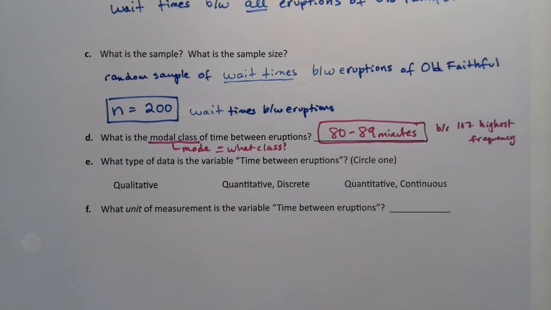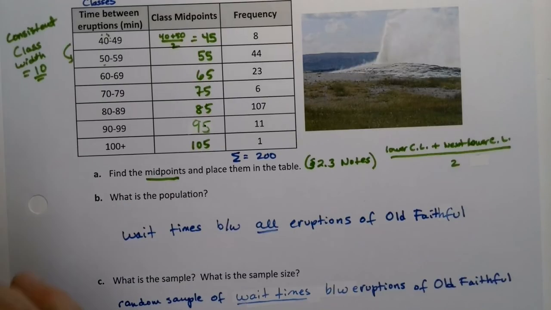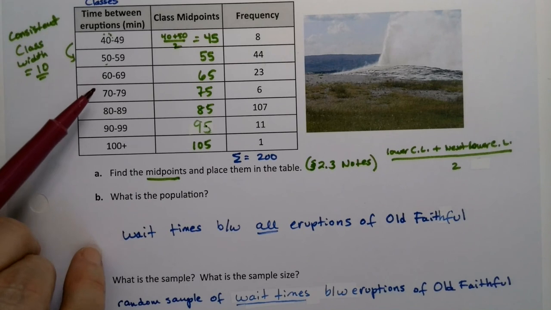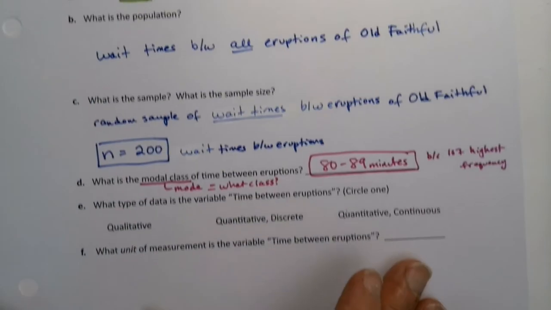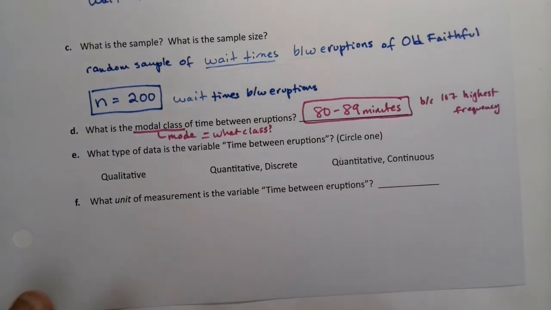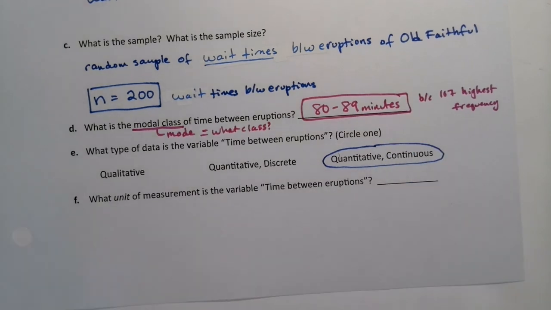All right. Now, what about the time between eruptions? What type of variable is that? All right, so looking at these classes over here, these are the times that you have to wait between eruptions. Well, that's stopwatch time. Stopwatch time is always continuous because you can get more decimal places if you just have a better stopwatch, right?